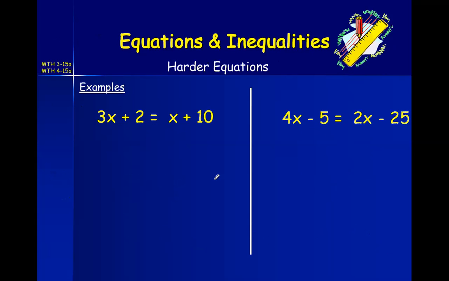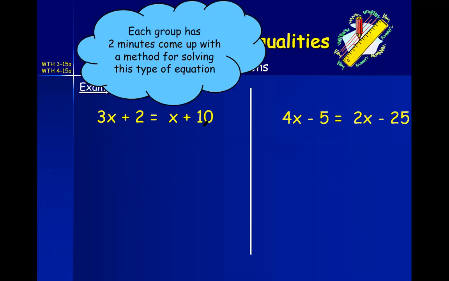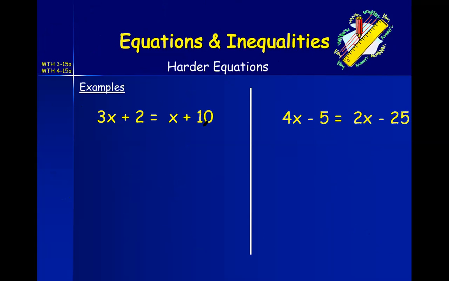This is what we call harder equations, because now we're going to make it a bit more complicated by putting x's on the left side and x's as well on the right side. So how do we solve that? Again, we use the balancing method. We try to make all the x's on one side and the numbers on the other side. So the first thing is to come up with a method. I've just told you we're going to use the balancing method.